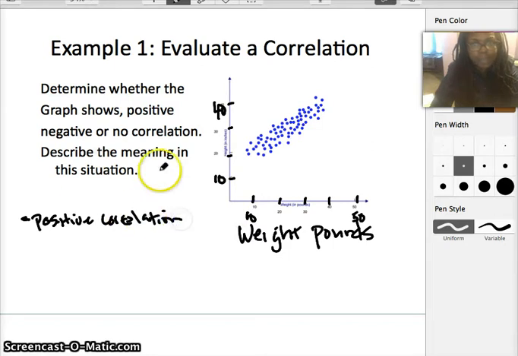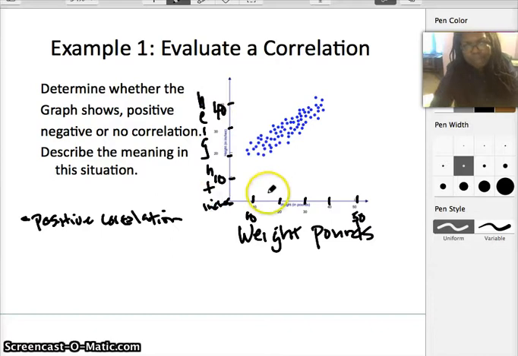And with that in mind, the next thing we need to do is describe what the situation means. So I told you that this was weight and this part is height. It's kind of hard for me to write this down. Height in inches. Maybe they're talking about a small child. Maybe they're talking about an animal. I don't know. But, you know, we're going up to 50 pounds. We're going up to 40 inches.